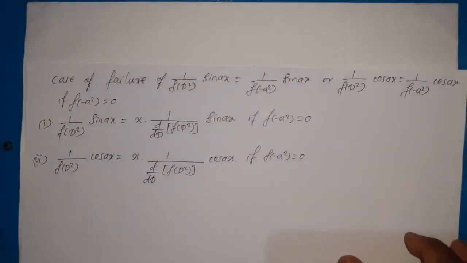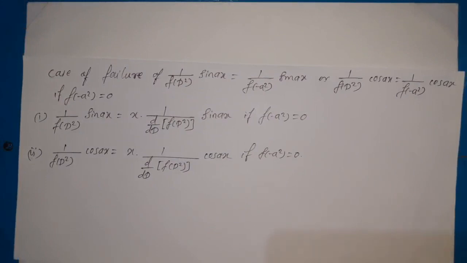In this class, let us discuss the case of failure of the second case of finding the particular integral. Means if the denominator of the function is 0, then how to evaluate the particular integral. So here this is the case of failure.